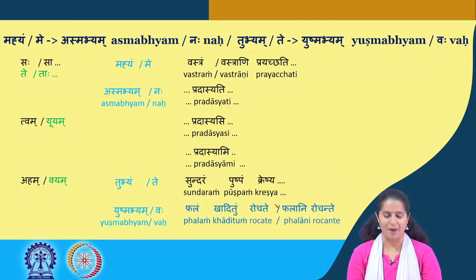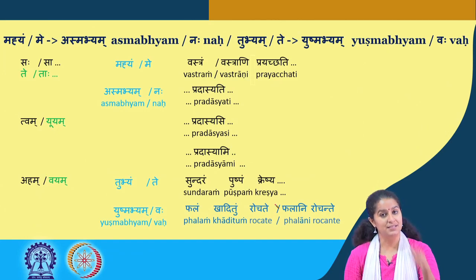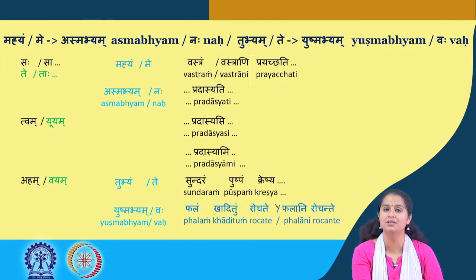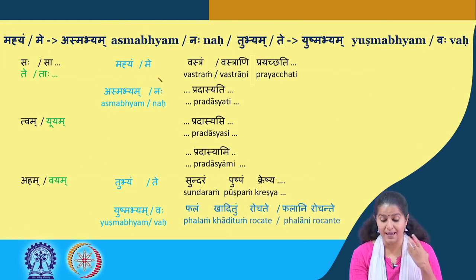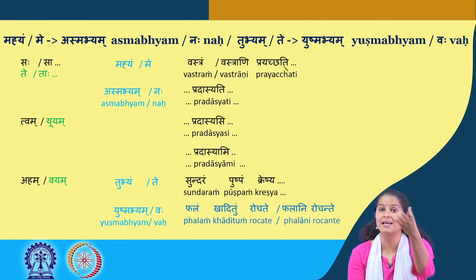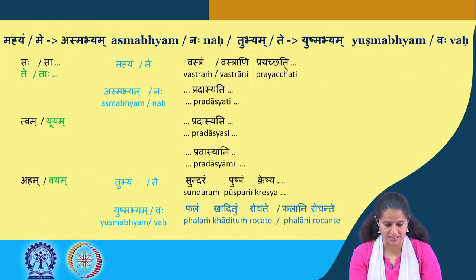Uttamam. Let's do the practice here. I have simplified the chart, but it is up to you to fill in the different forms. The moment you see the dots, it means there is some work for you to do. So we have here saha mahyam or me vastram prayachati, gives me, or the two ways of saying to me, vastram, dress, prayachati, or cloth prayachati.